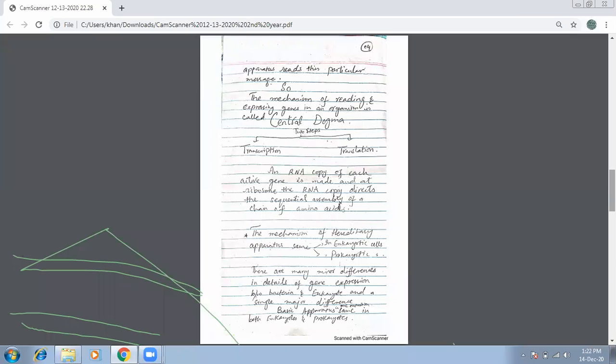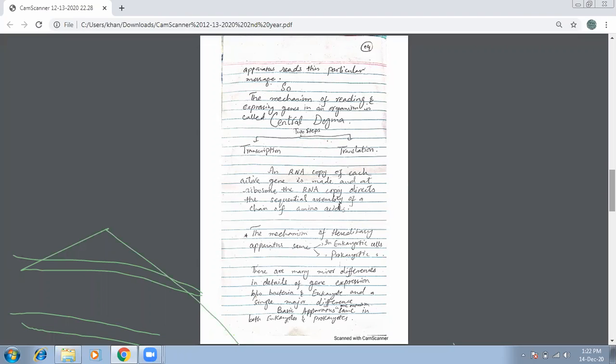So this apparatus reads the particular message. So the mechanism of reading and expressing the genes in an organism is called central dogma. So a long question of this type can come: define central dogma, and describe it. What are its two steps? So your answer will certainly be like that: the mechanism of reading and expressing genes in an organism is called central dogma. It has two steps. One is transcription and the other is translation.